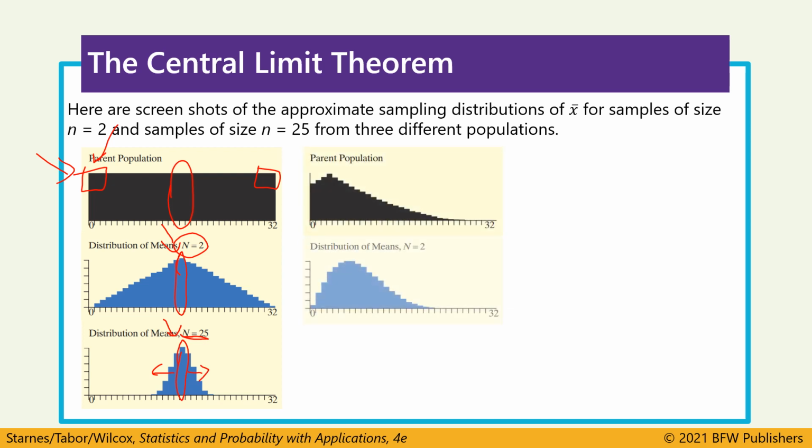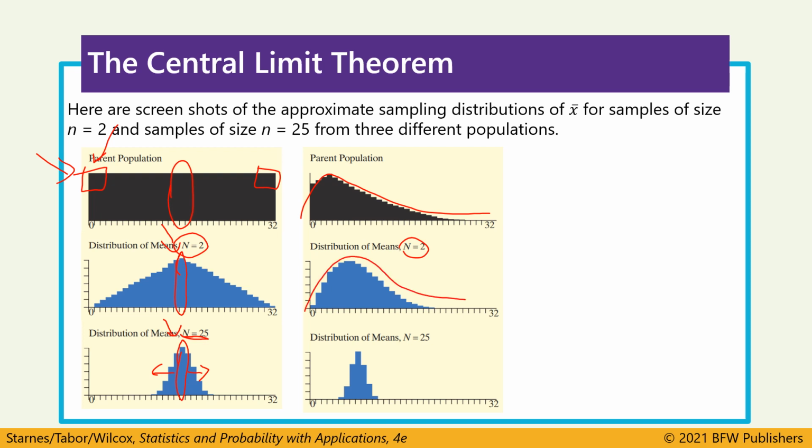And that goes for any distribution. So we see here we have a distribution that's skewed to the right. If we take a sample of size 2, it's still skewed to the right, but a little less so. If we take a sample of 25, we can see those values are piling up around that true mean, and it's not likely for us to be too far away from that.